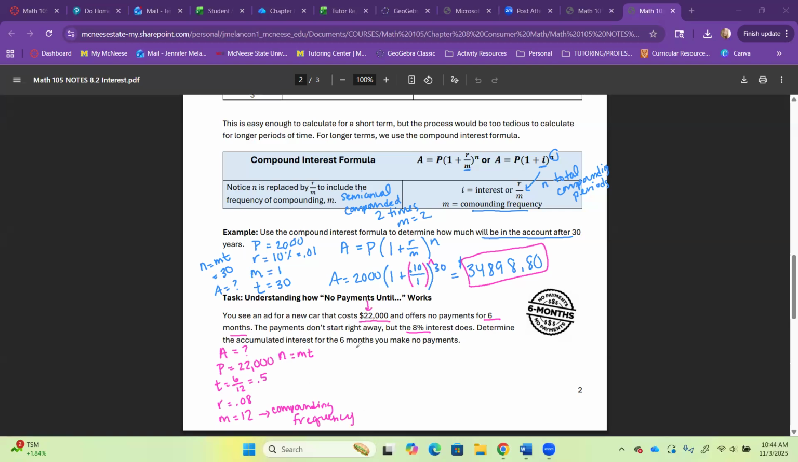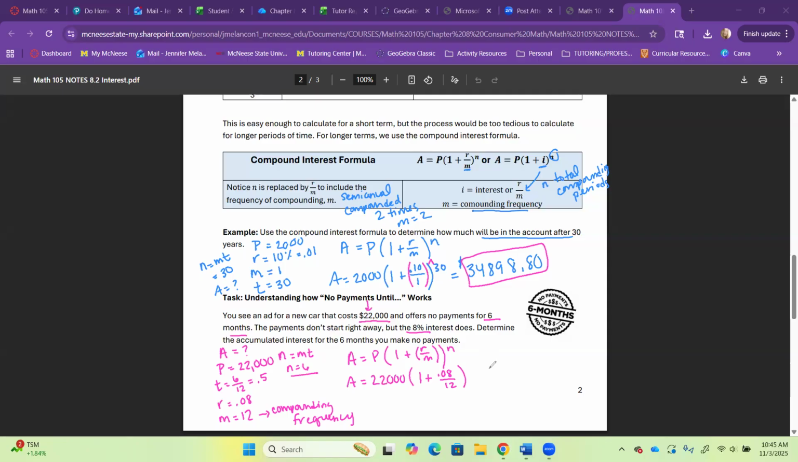Okay, so now let's go ahead and write our formula out. 1 plus r over m, and then that is all raised to the n. So A is what we're going to be looking for. Principal amount, 22,000, and that would be 1 plus r, which is 0.08 divided by 12, and that would be raised to the n power, which is 12 times 0.5, so that would be 6, because that's the number of payments or compounding periods in our time frame.